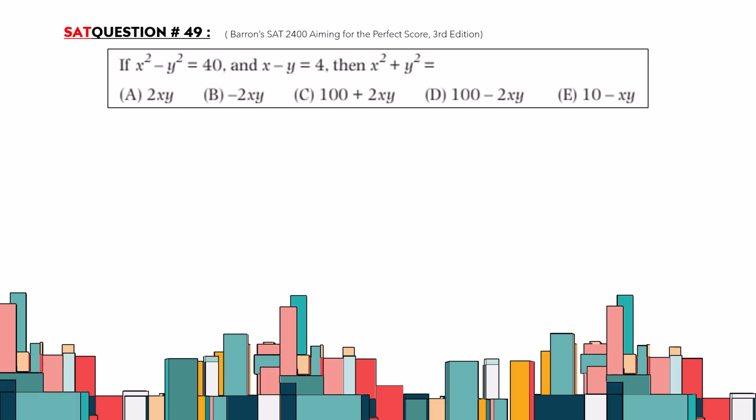If x squared minus y squared equals 40 and x minus y equals 4, then x squared plus y squared equals?